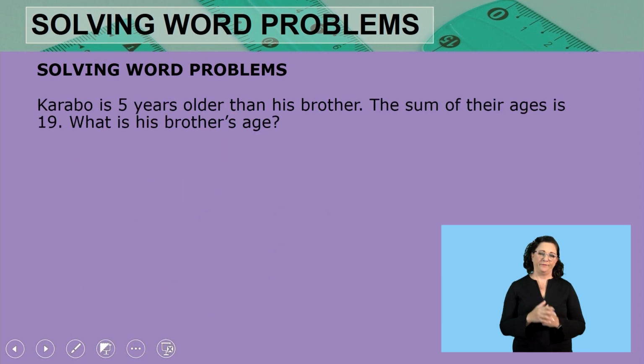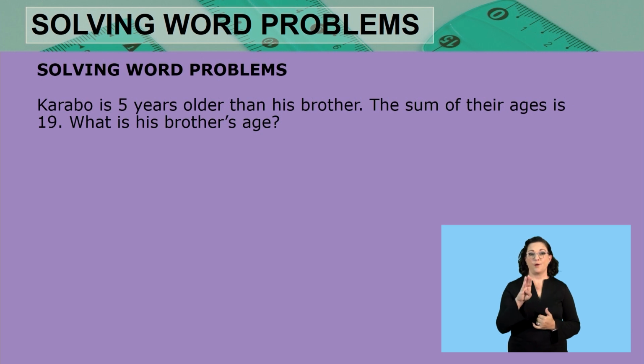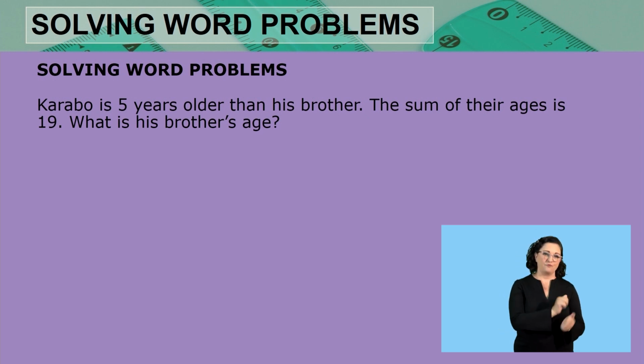Let's do the last one for this lesson. And it says there, Karabo is 5 years older than his brother. The sum of their ages is 19. What is his brother's age? So we look at it carefully, we read it carefully, and we make an equation out of it, or we set up an equation from that.